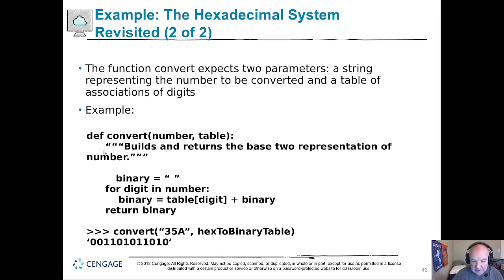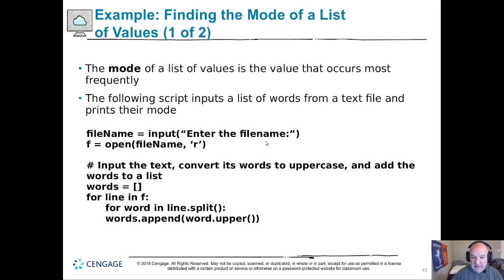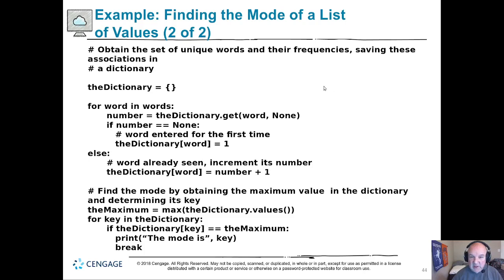But notice, the function executes until we're done. Now, the mode is another one that you could have used. You might use it on Pride and Prejudice to see what you get out. Input the text, convert its words to uppercase, and add the words to a list. Split it. It's supposed to be indented. Words append, words upper. It just creates a big list of words.